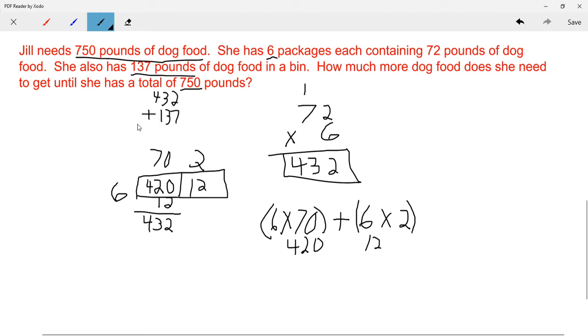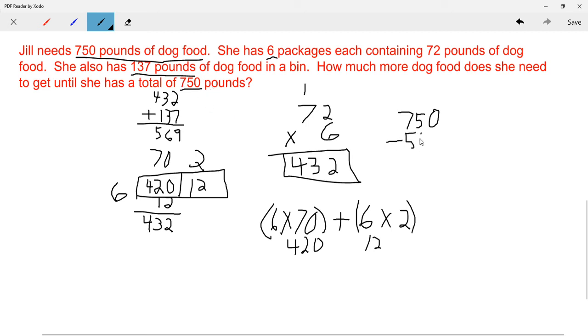So we're going to add these up to figure out how much food she has now. So 2 plus 7 is 9, 3 plus 3 is 6, 4 plus 1 is 5, so we are at 569. And then we have to subtract that from 750, because we need to figure out the difference between what she has now and what her goal is, which is 750.